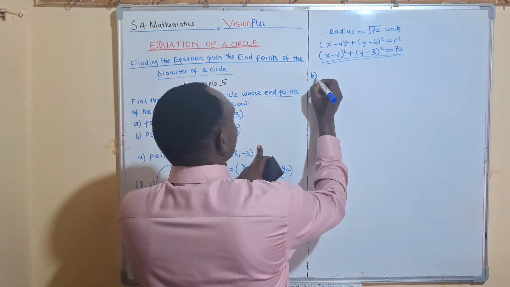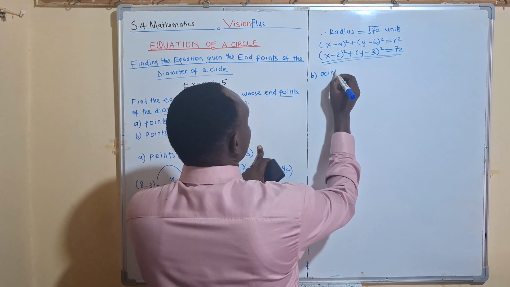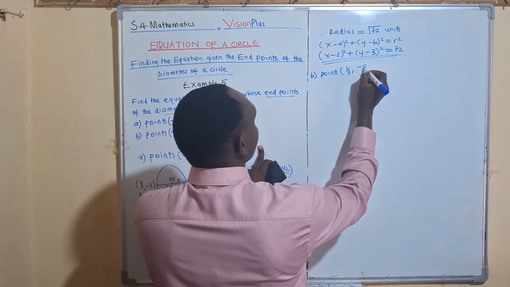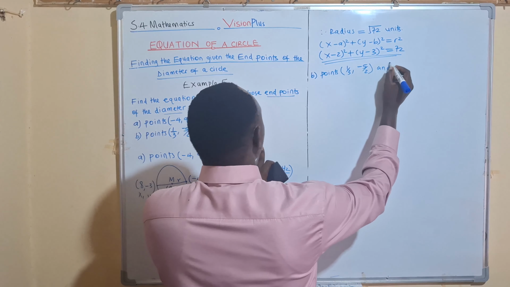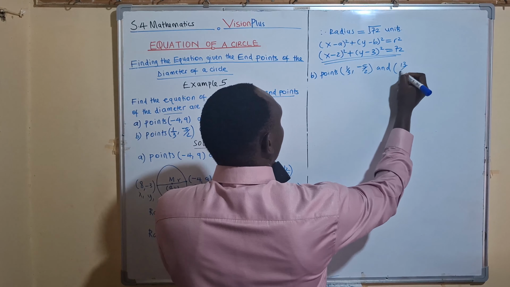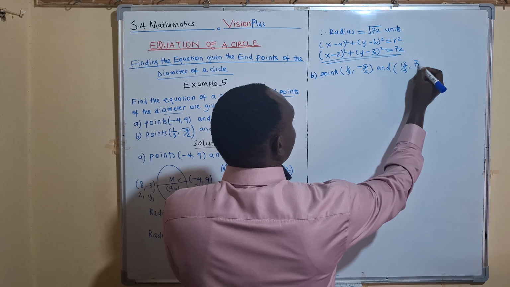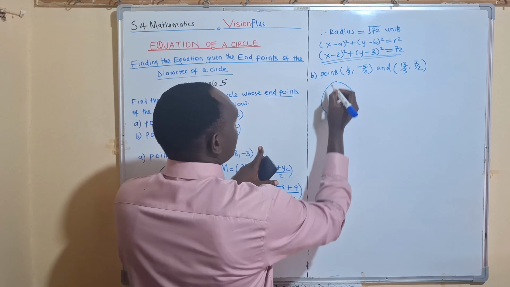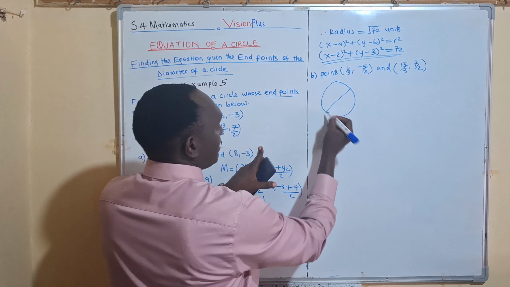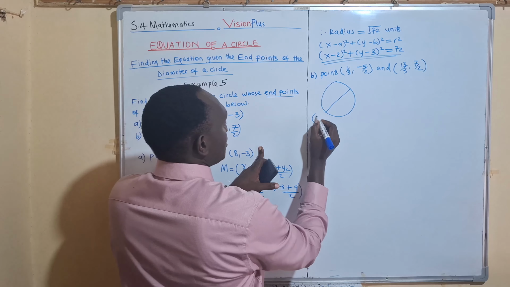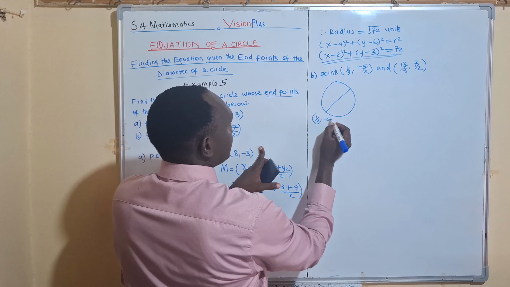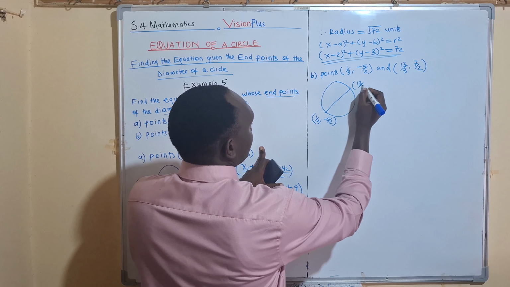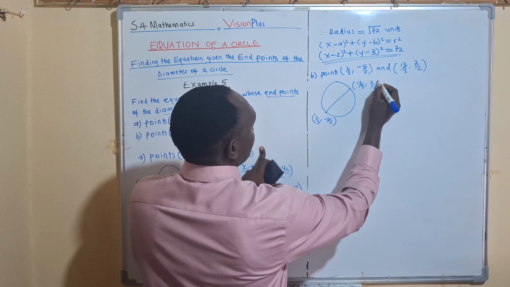And welcome back. To solve part B, the endpoints given to us are (1/3, -5/2) and the other endpoint is (13/3, 7/2). Sketch the circle to guide you, and put the diameter in that manner. Let me say this point is (1/3, -5/2) and this other point is (13/3, 7/2).